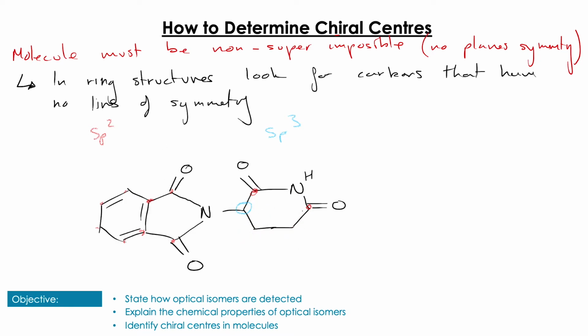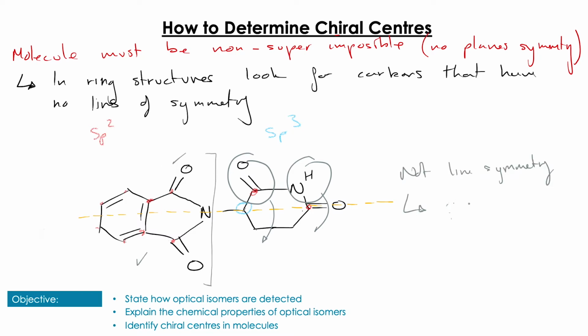So if we have a look at this carbon and we look at the 4 different groups that are attached, instead of following out a chain on one side or the other, we're going to draw a line through the molecule and have a look to see if the molecule is reflected through that carbon. And what we see is there is no plane of symmetry. Now, if there's no plane of symmetry, we must have a non-superimposable molecule. So indeed, this carbon is a chiral center because there is no plane of symmetry, making the molecule optically active.